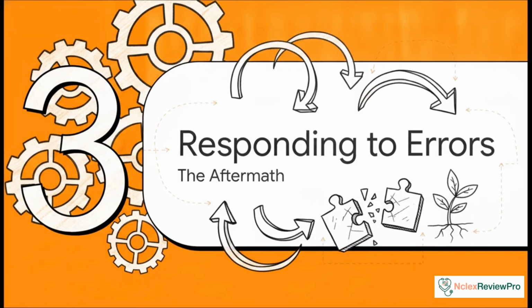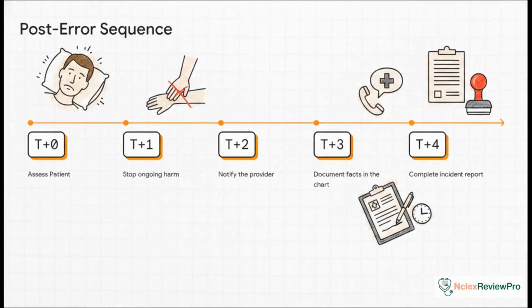All right, bringing it home with Section 3, responding to errors and dealing with the aftermath. When things inevitably go wrong, the chronological sequence we follow is strictly defined. Notice exactly what happens first here. Assess the patient. Then, stop the ongoing harm. After the patient is fully stabilized, you notify the provider, and then you document the clinical facts. Literally only at the very end of this entire process do you even think about filling out an incident report. You've got to assess and rescue the patient way before you ever touch a variance form.